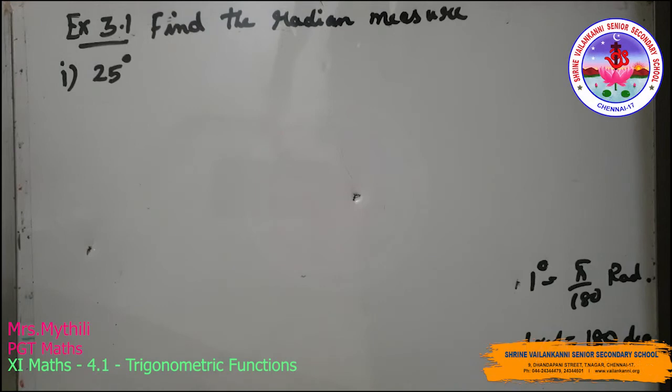Welcome children. Exercise 3.1. First question. Find the radian measures corresponding to the following degree measures.